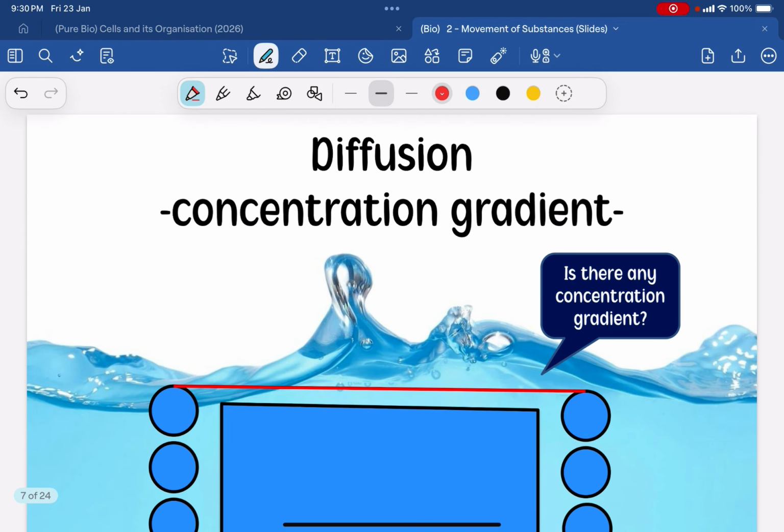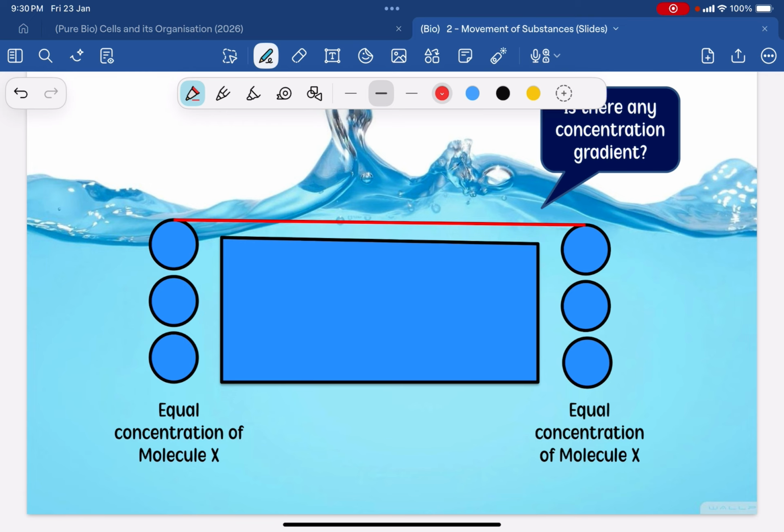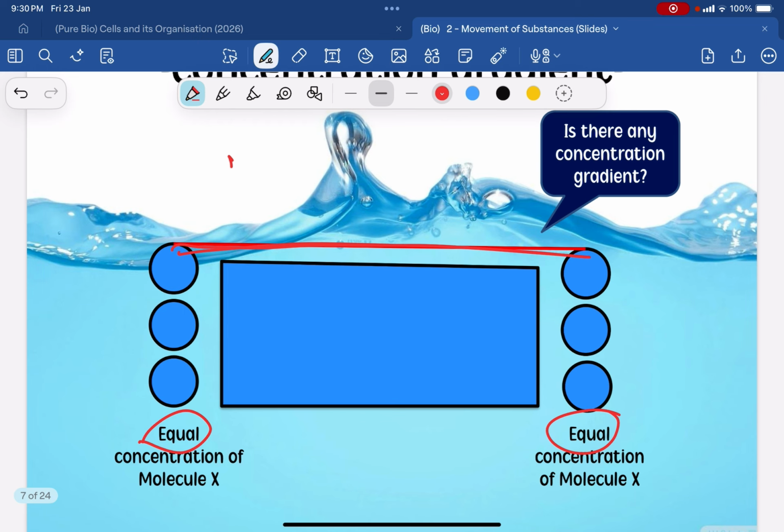Right? So what if both sides are the same, where you have equal concentration of the molecule or the particle X? There is no concentration gradient in this case, hence there is no net diffusion. Alright, no net diffusion means overall gain or loss of particles is zero.